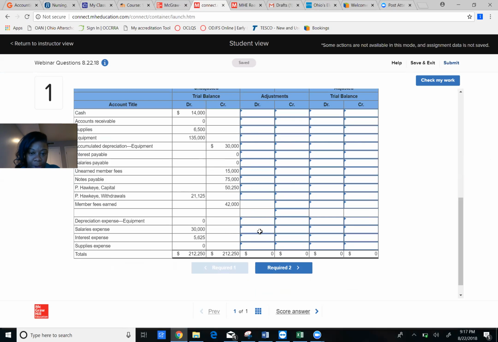All right, so salary expense, we got $12,000. And then we have a debit plus a debit equals a debit. So that's going to be $42,000. Does that make sense? Yes.